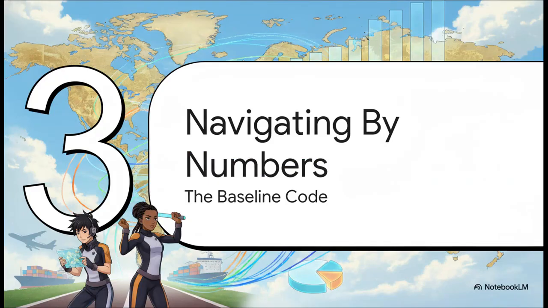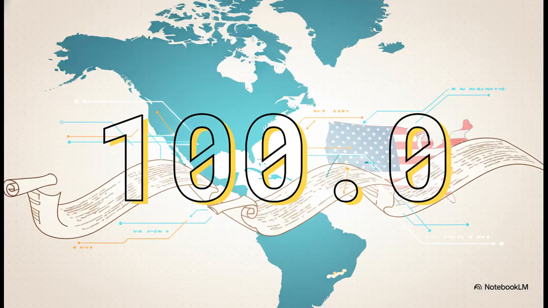Let's jump into Section 3, navigating by the numbers, the baseline code. The true starting line for this entire numbering system is this highly specific baseline number right here, 100.0. This is exactly where the North American continent begins in the system and consequently where the entire Schedule C list kicks off. And, appropriately enough, code 100.0 is assigned directly to the United States.